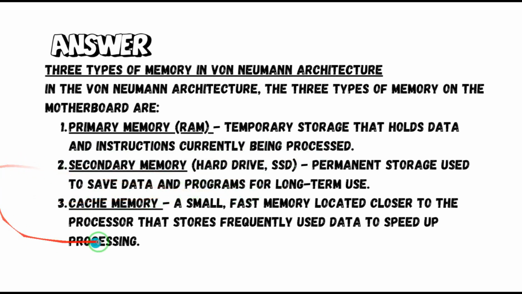Cache memory is very important. It can also be given in your exam as a separate short question. A small, fast memory located close to the processor that stores frequently used data to speed up processing.